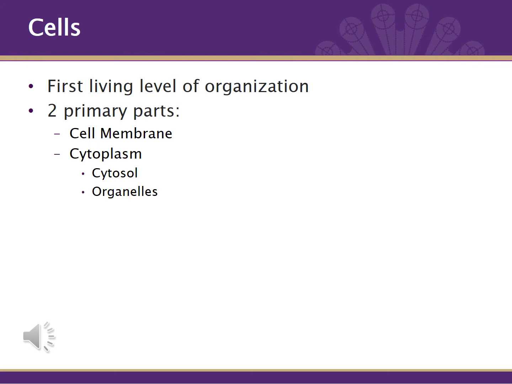There are two parts to a cell, the cell membrane and the cytoplasm. The membrane surrounds the cell, and the cytoplasm includes everything inside the cell. The cytoplasm is further divided into two components, the cytosol and organelles. The cytosol is the fluid in the cell, and the organelles are the functioning components.